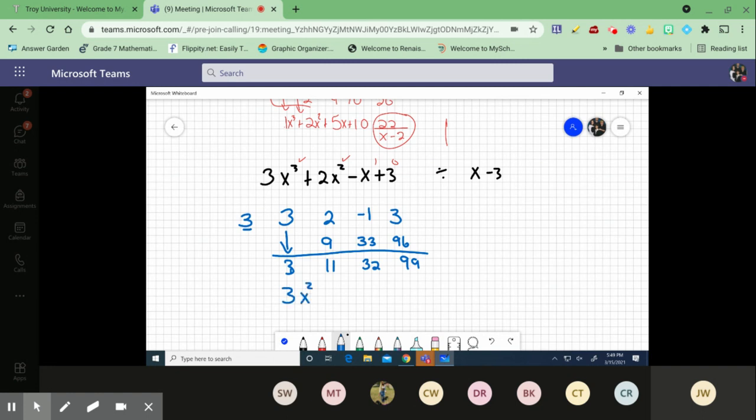3x to the second power, we went down 1, plus 11x plus 32, and 99 over x minus 3. Isn't 3 times 33 99? Sir? Isn't 3 times 33 99? Oh, you did 32. Okay. 32. Okay. Yeah.